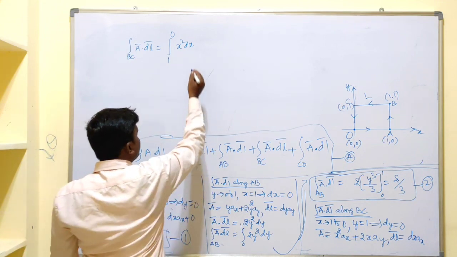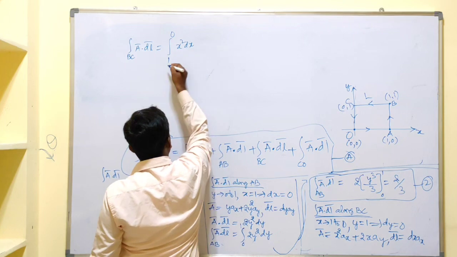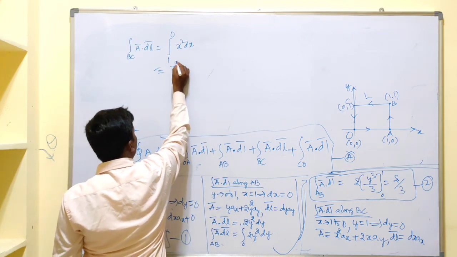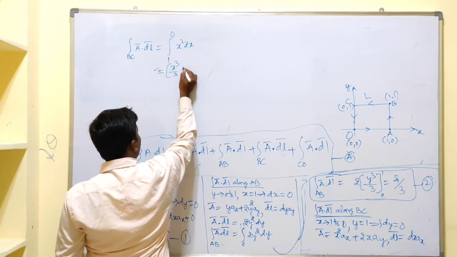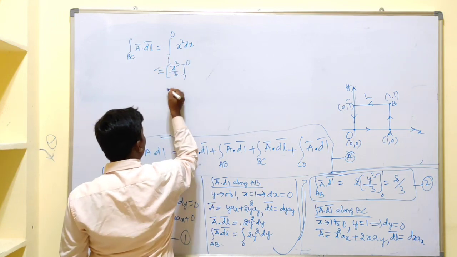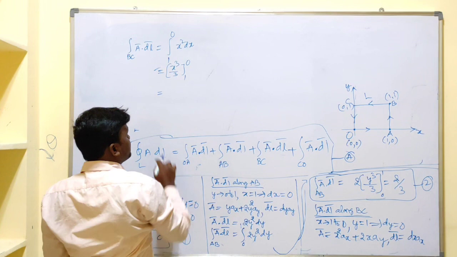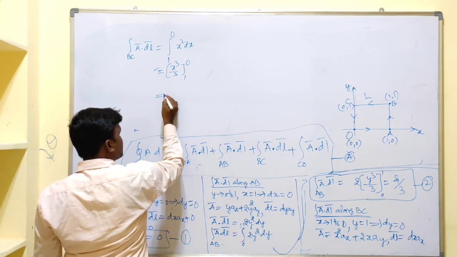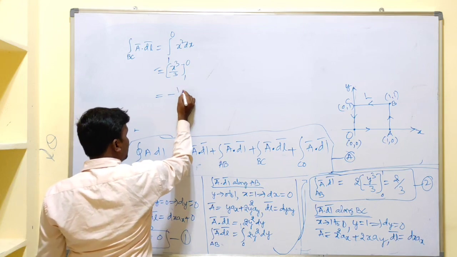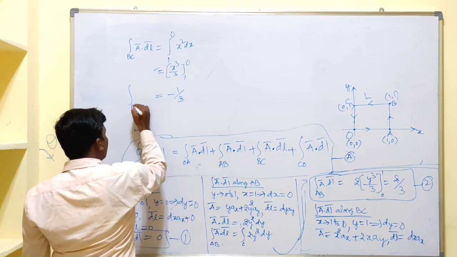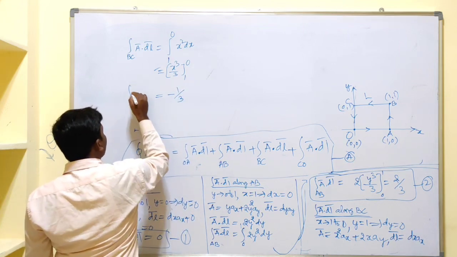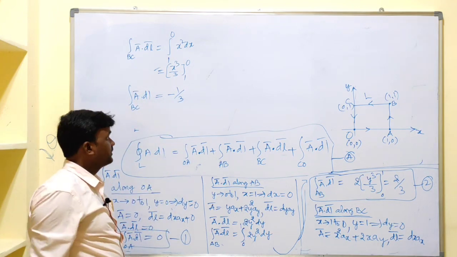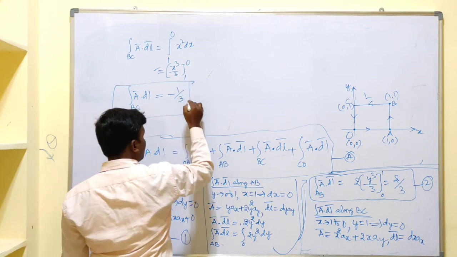Now simplify this one, you will get x cube by 3. Limits are from 1 to 0. Upper limit is 0 and lower limit is 1, so you will get 0 minus 1 by 3, that gives minus 1 by 3. It is integral a dot dl along the path BC. This is equation number 3.